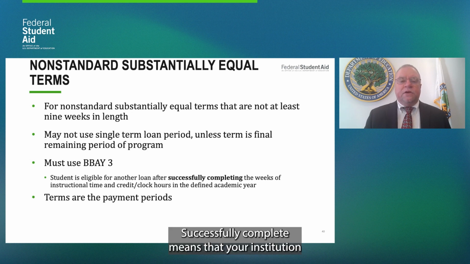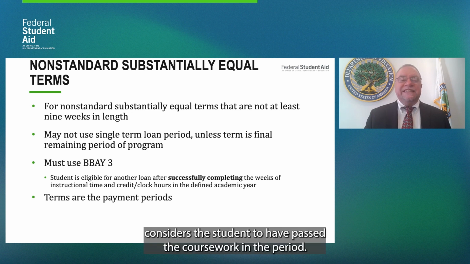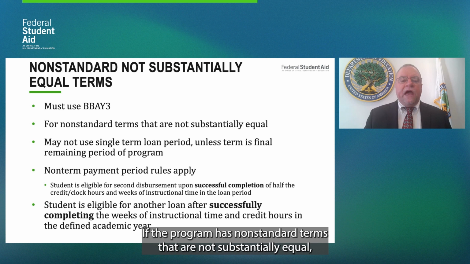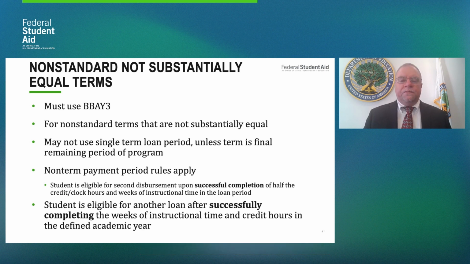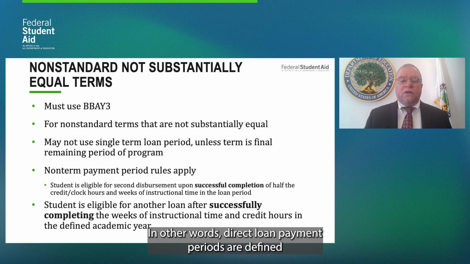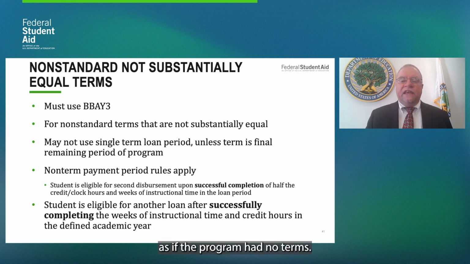Successfully complete means that your institution considers the student to have passed the coursework in the period. If the program has non-standard terms that are not substantially equal, you must use BBAY3, and terms are not the payment periods for direct loans. In other words, direct loan payment periods are defined as if the program had no terms.